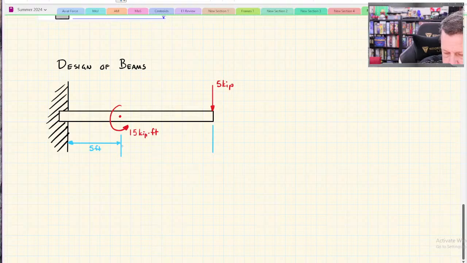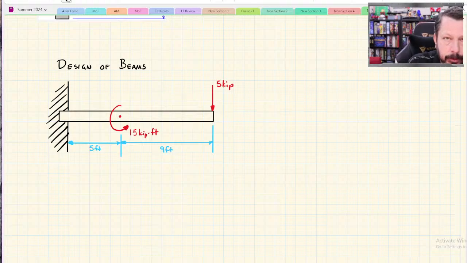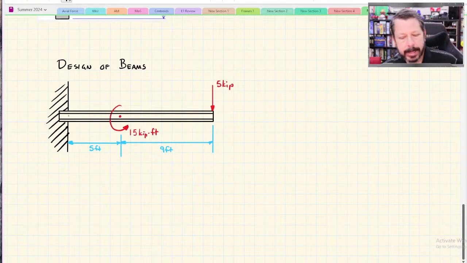And this distance is whatever, 1, 2, 3, 4, 5, 6, 7, 8, 9. 9 feet. And we know that we want this to be a wide flanged I-beam, but we don't know which one. So I'll draw a little flange there. And one there. So we know it's going to be an I-beam.